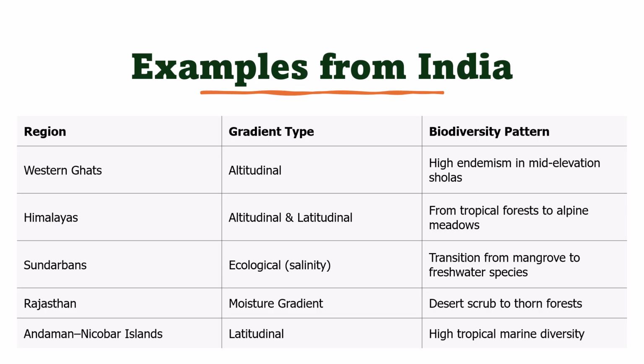Talking about examples from India, the Western Ghats show altitudinal gradation, with high endemism in the mid-elevation sholas. The Himalayas show altitudinal and latitudinal types of gradient. Sundarban shows an ecological, that is salinity, type of gradient. Rajasthan shows a moisture gradient, and Andaman and Nicobar show latitudinal gradients.